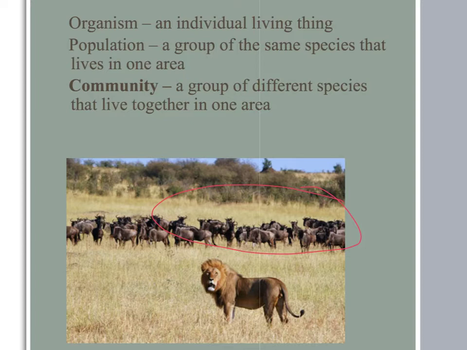Now, a community is a group of different species that live in one area. So here we have a lion. He is a different species than the antelope. Also, there's probably some little rodent things living here. There's also some insects. All of those would make up a community.